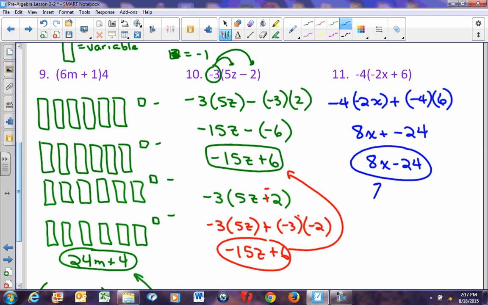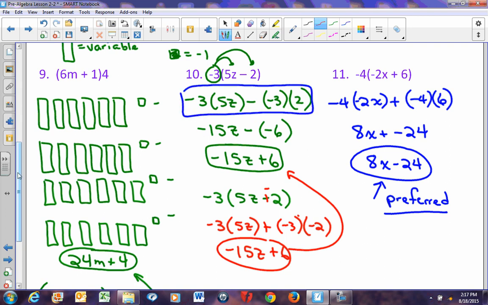This is the preferred way of writing it. The other way is not wrong, it's just more simplified if you pay attention to it that way. If you write out this middle step here that I do, you're less likely to make mistakes with your positive and negative signs. So don't skip steps, they'll make it a whole lot easier for you to understand.